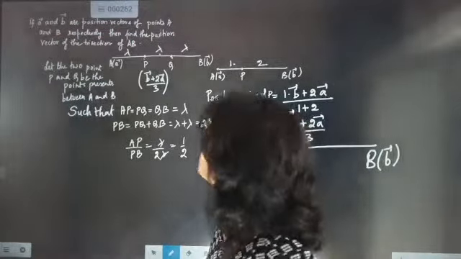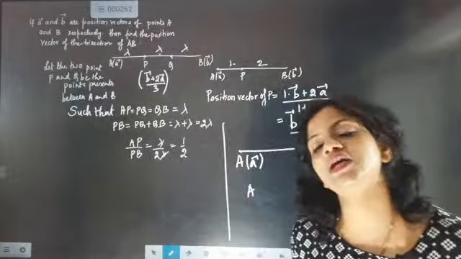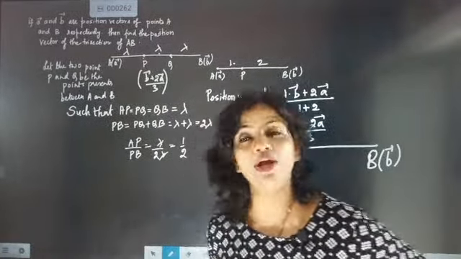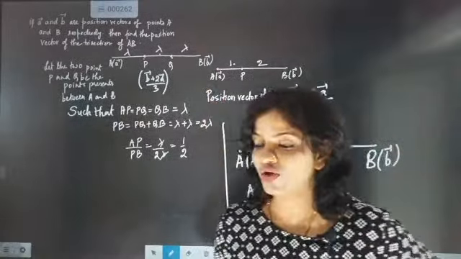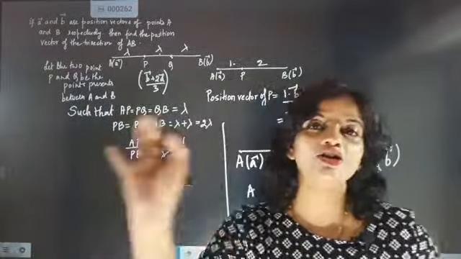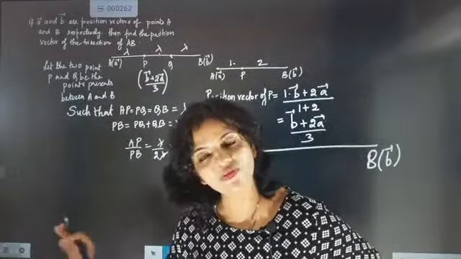Is this for the first part? B plus 2A by 3 is for the P point. B plus 2A by 3 is for the P point. Now you have to find it for the Q point, because right now we have got the position vector of P. Now you have to find the position vector of Q.